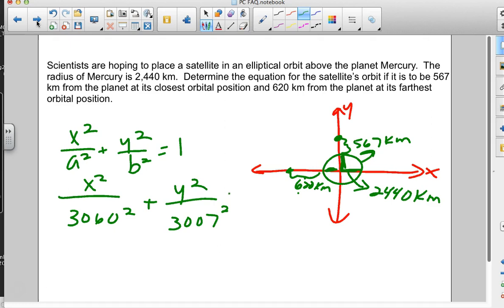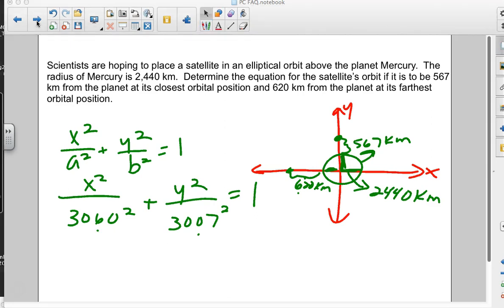Now we need it to equal 1 because it's an ellipse. Again, your sketch must match your drawing. I had that 620 value, which was the larger value, horizontal. That was horizontal in my drawing, and so my equation had to match the fact that that was going to be horizontal. I needed to have x squared over a squared in order for that to match. So that's what you have to make sure happens too. Your drawing matches your equation.